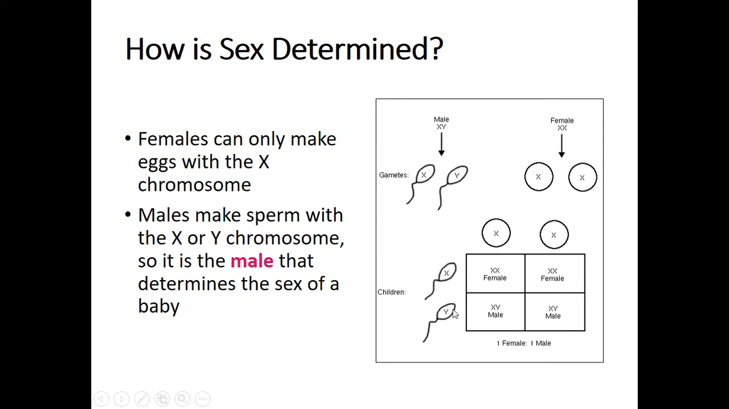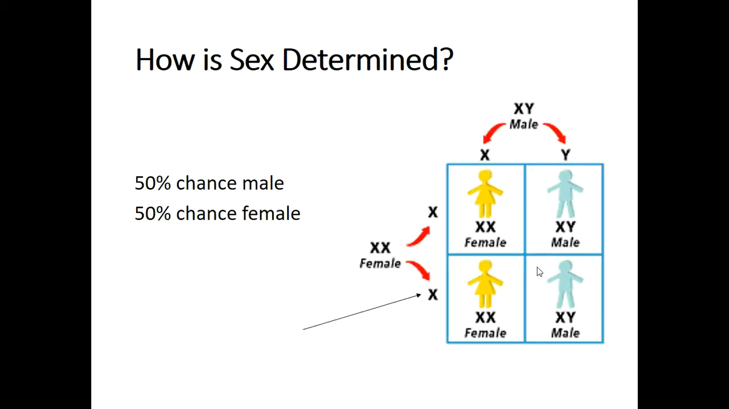Half of the sperm have an X in it, half of it have a Y. So if it happens to be fertilized by a sperm with a Y, then we have a male that's formed. If it happens to be fertilized with a sperm that has an X in it, then it's a female. There's always a 50-50 chance of having a male and female. So as we go through the traits in sex-linked traits or X-linked traits, notice that we always need to put male or female in addition to the trait that we're talking about.